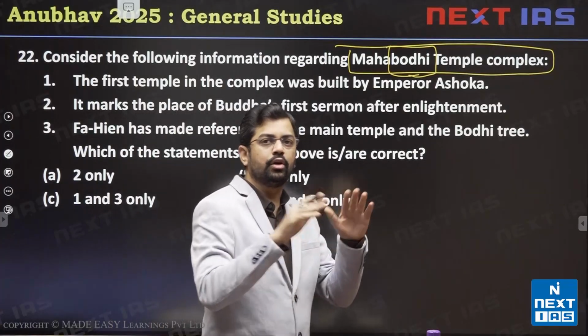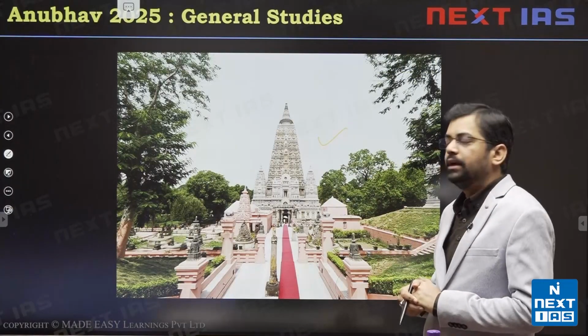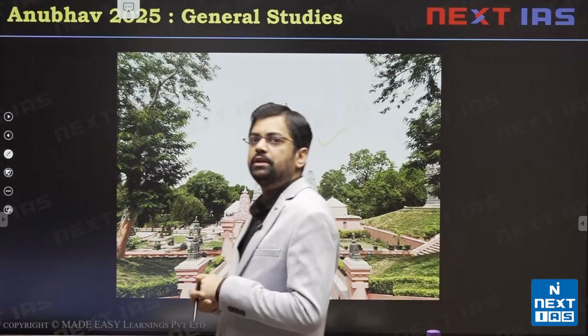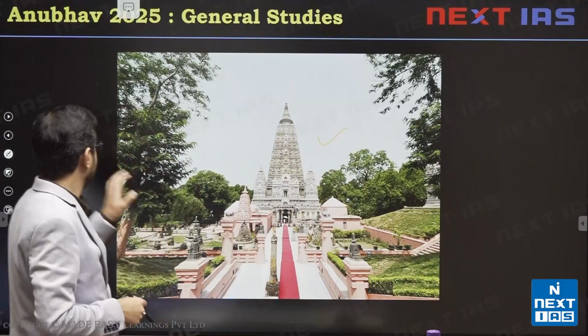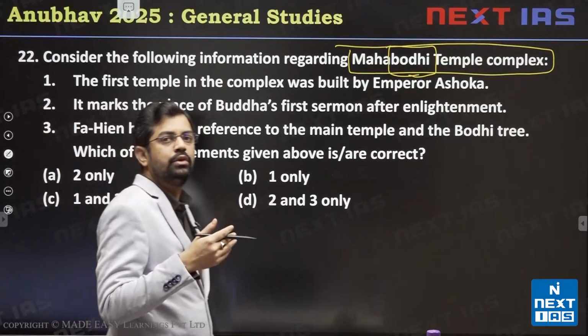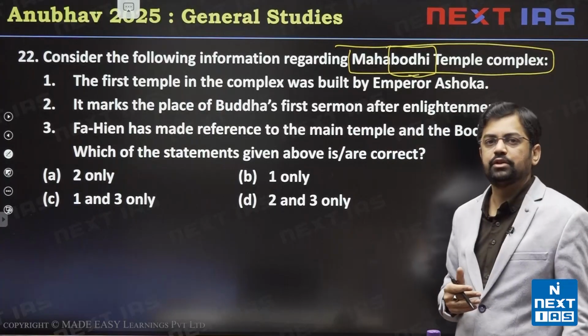So this is going to be a complex. This complex has the temple, and apart from the temple you also have the Bodhi tree, and there are other sites which are related to the Buddha, right. So coming back to the question, as I was telling you, there are 4 phases, and this is the phase of enlightenment.